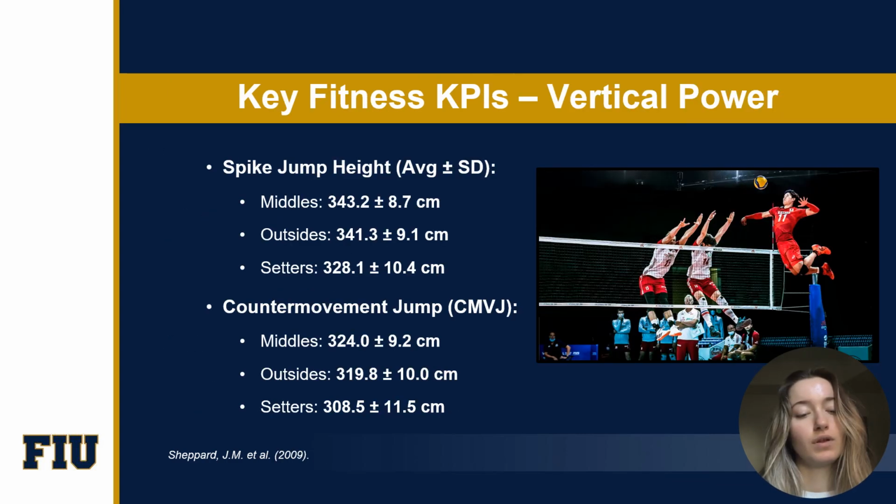Vertical jump height is one of the most important physical KPIs in volleyball. For spike jump height, outsides average over 341 centimeters and middles around 343 centimeters. Counter movement jumps are also tracked, giving us insight into lower body power and fatigue. Setters generally have lower values, which aligns with their role. Tracking jump height over time is a great way to monitor training effectiveness and readiness.